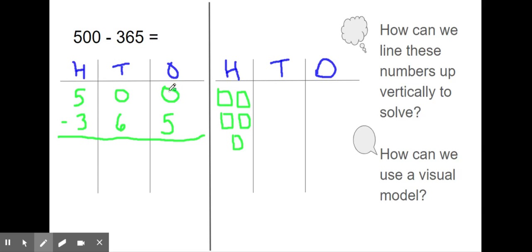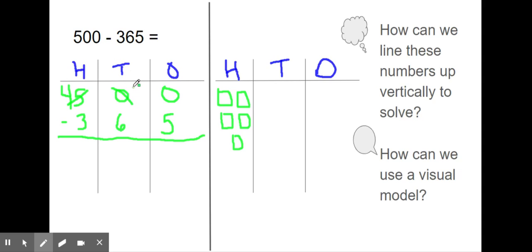So 0 take away 5. I can't do that, right? If I have nothing, I can't take 5 away. So let me go next door to my tens. I don't have any tens either, so I can't unbundle a 10 when I don't have any tens. So now I'm moving on to my hundreds, okay? So I'm gonna have to unbundle. I'm gonna have to take one of my hundreds and give it to my tens.